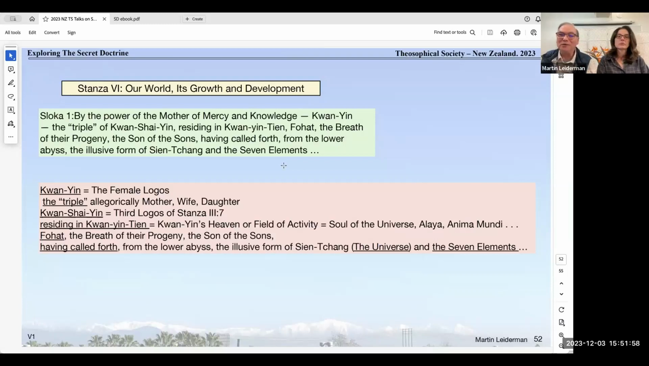Look for these dragons of wisdom in potteries, in these beautiful porcelains in China. And it's just beautiful. She said this is taken from the Chinese symbology. This is just incredible. Residing in their field, in her heaven, Kuan Yin's heaven, which is her field of activity, which is the soul of the universe, Alaya Anima Mundi. Fohat, you're going to study it in stanza 5, the sons of the sons, the breath of their progeny, and having called. Here now, the universe is called by the power of the female logos.